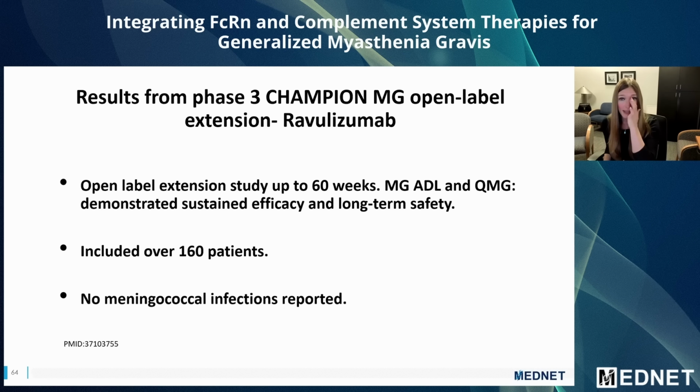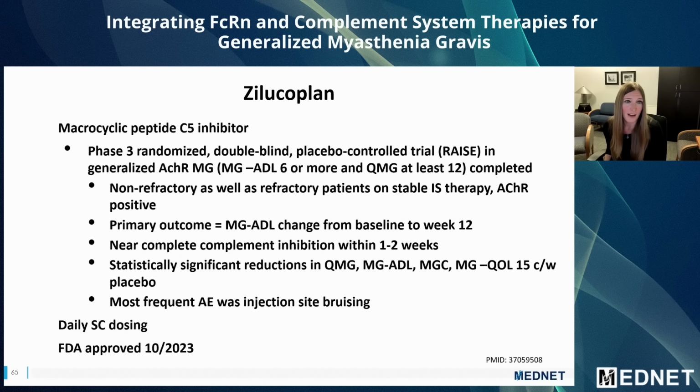There was an open label extension study that was done up to 60 weeks, and that was really to reassure and evaluate for long-term safety. It had 160 patients and no meningococcal infections were reported. And as I'm sure you're aware, complement inhibition can lead to a risk for meningococcal infections, which we usually use vaccinations to prevent, or antibiotics initially if we have to start them quickly. And then also the vaccination schedule we'll talk a little bit about, but that was good news that over the long term there were no infections.